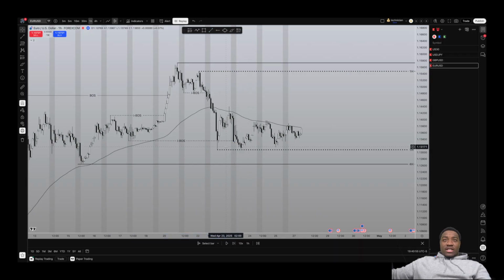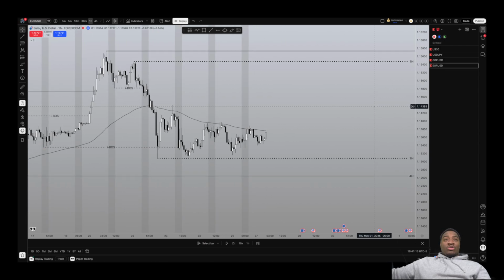We got an I-boss right there. So the highest point would really be this point, but I like to just keep it within, you know what I mean? Like I like to just see the structure. Either way, we're bearish. We broke to the downside. Either way you want to look at it, we are bearish.